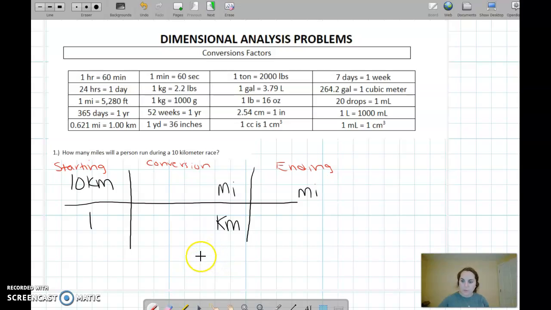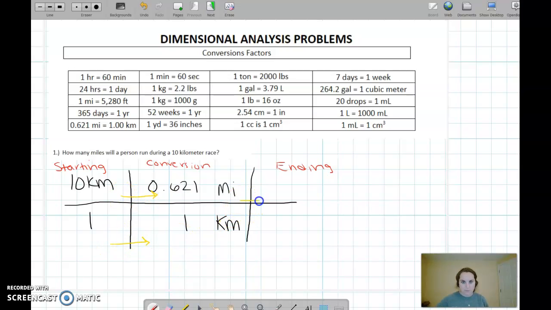Now I just put in my conversion factor. I see that 1 kilometer equals 0.621 miles. So now I just do the math. Let me erase this one more time. Now I just do the math across, across the numerator and then across the denominator.